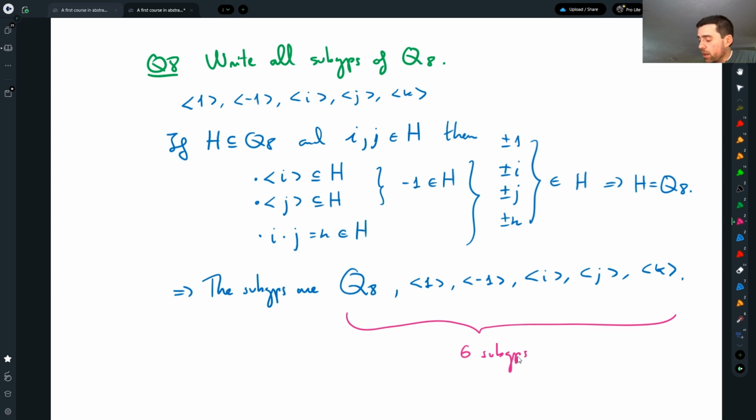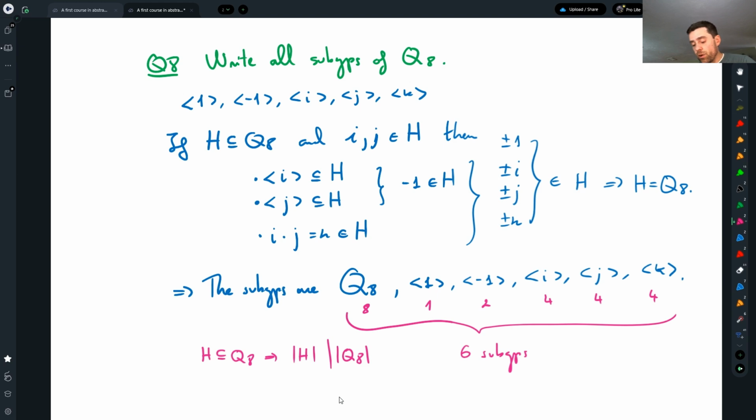And I actually have the orders: 8, 1. This has order 1, 2, 4, 4, and 4. And now you can see that the order of each subgroup, so if H is contained in the quaternions, then the subgroup order does divide the order of the group, which is Q8.